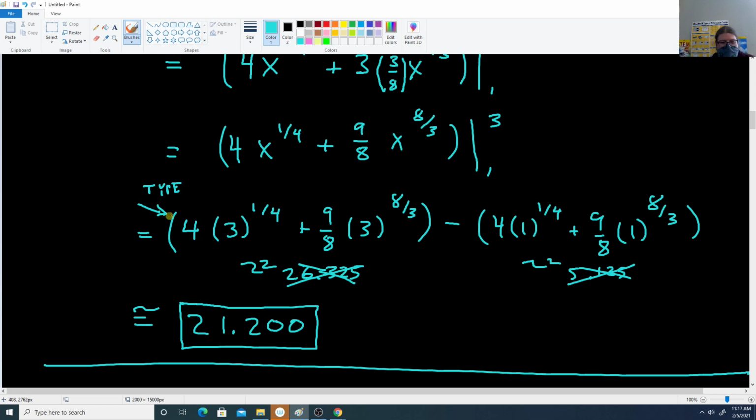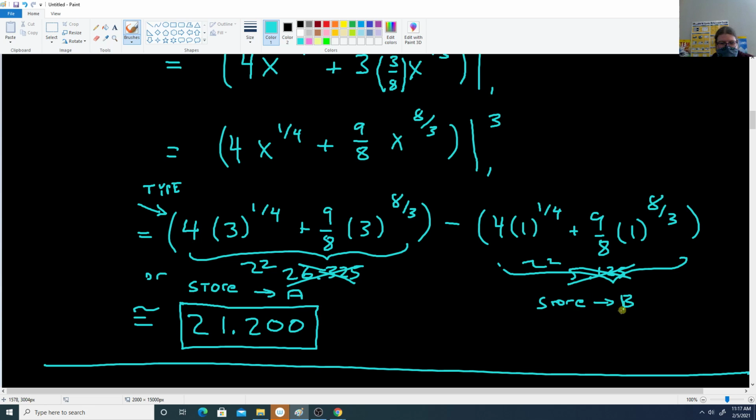So you want to type the whole thing in at once, or you want to use the store keys and store this chunk here, like store it maybe as the capital A in the calculator. That chunk there, maybe store it as capital B. And then at the very end, reduce stuff down. So I typed it in all at once, then hit enter, and then rounded to 3 decimal places. But on the AP test, if you round in an intermediate step, then your answer may be off by too much to count and get credit for it.